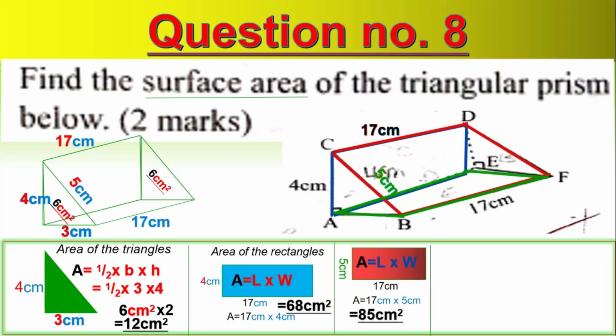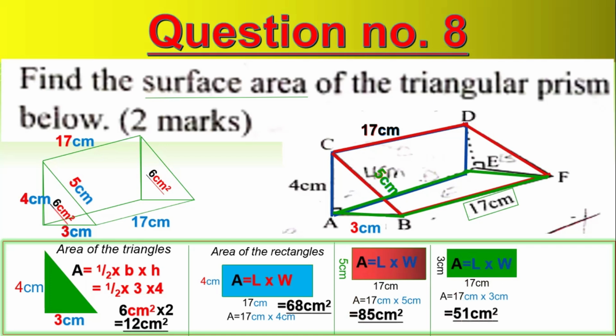Then we have another rectangle here. This one is measuring 3 by 17. So 17 times 3, which is 51 square centimeters. Now, this question should have 3 marks, but no problem. Now, you are going to add all of them. So you'll add 12 plus 68 plus 85 plus 51, the areas. So what will you get? Definitely you get 216 square centimeters. Wow. Is it hard? No. Simple. Let us continue.